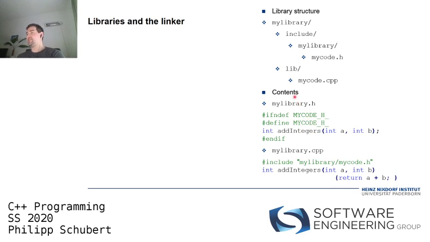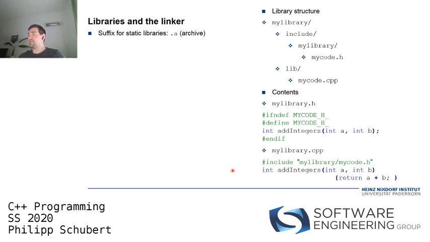Let's have a look at the contents of my library. So let's have a function called addInteger. So it's a very poor library. It only provides one function, and the function is not very useful, because how do we implement it? We implement that my library to just add two integers a and b. So this is not a useful library, but just showcases how you could do it.